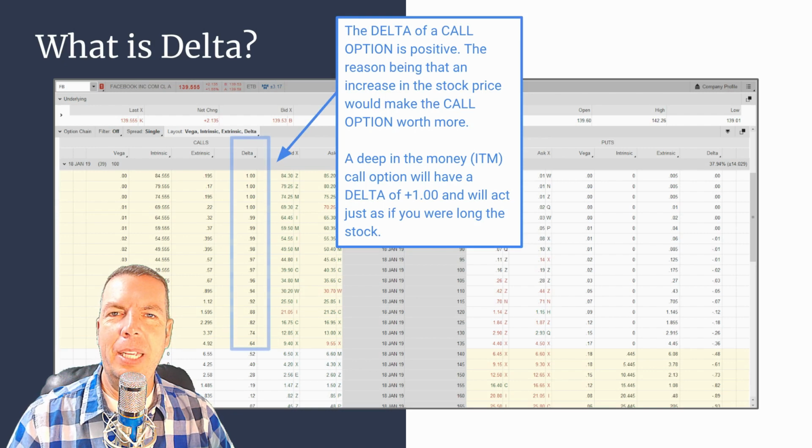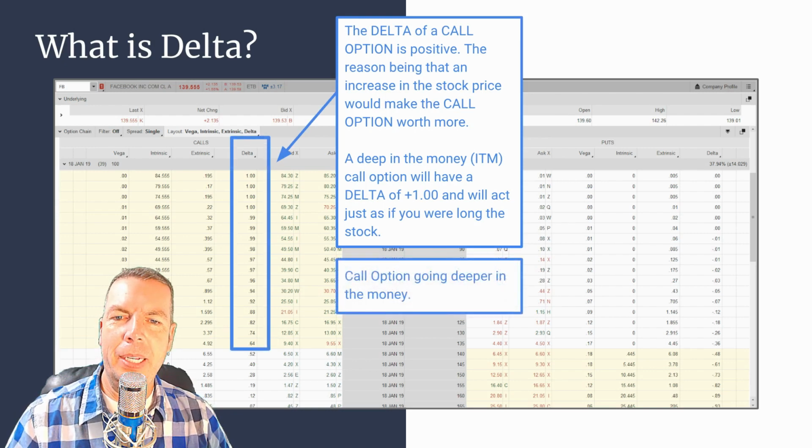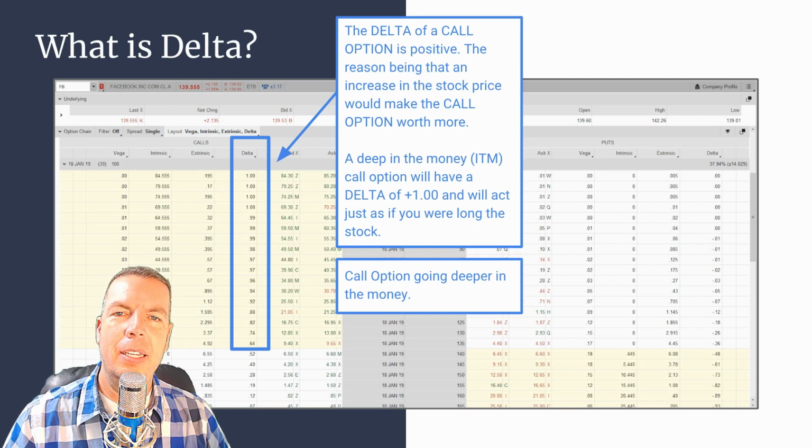So, as we get further and further in the money, at some point that delta is going to reach a delta of 1. And at that point, every dollar increase in value of the stock, your option is going to increase by $1 as well. So you're 1 for 1 on those deep in the money call options.